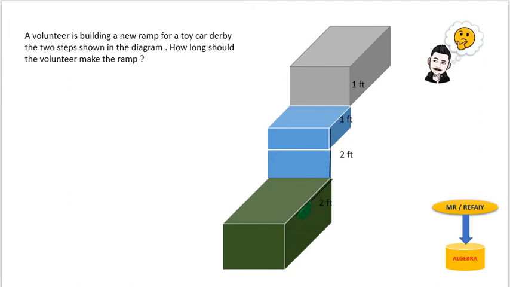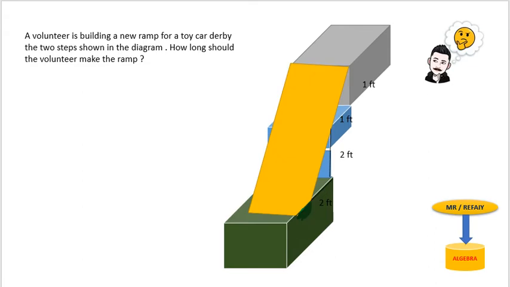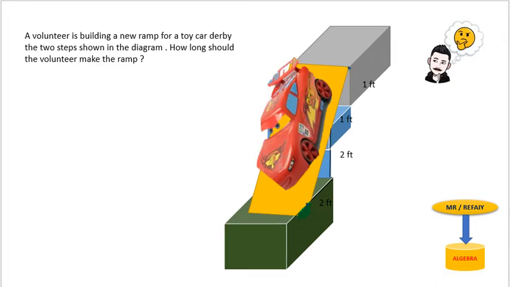A volunteer is building a new ramp for a toy car derby. The two steps are shown in the diagram. How long should the volunteer make the ramp? The ramp is the yellow region, and he's asking about its length. How to solve it?